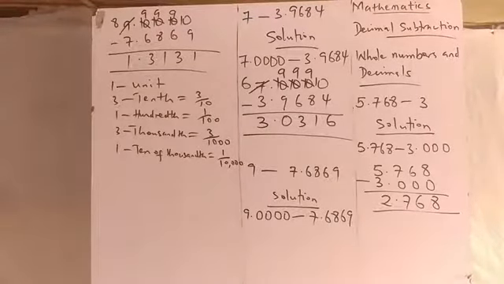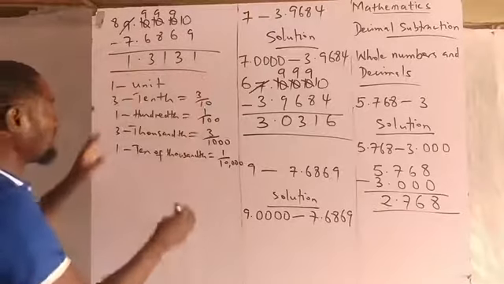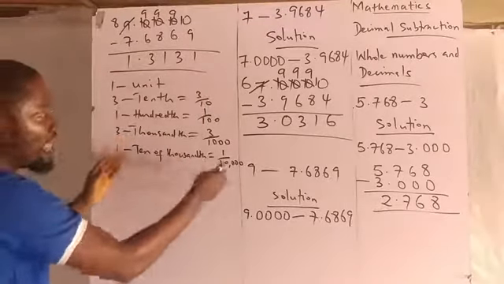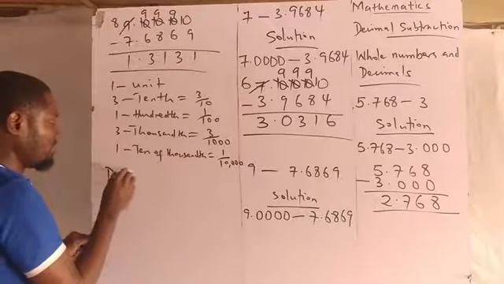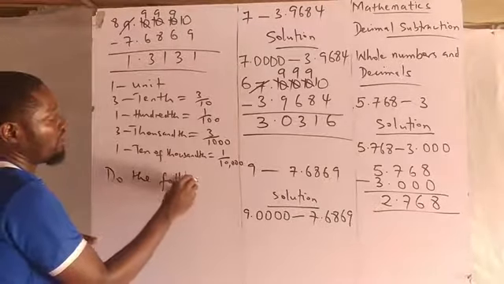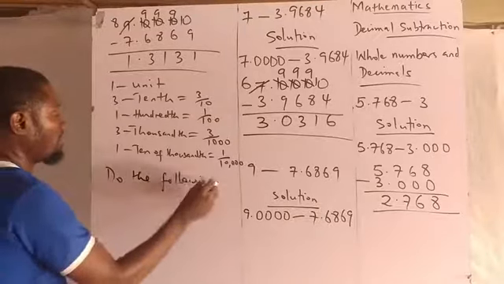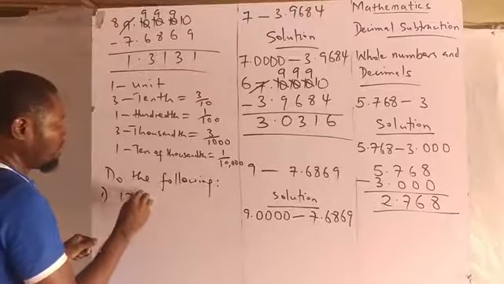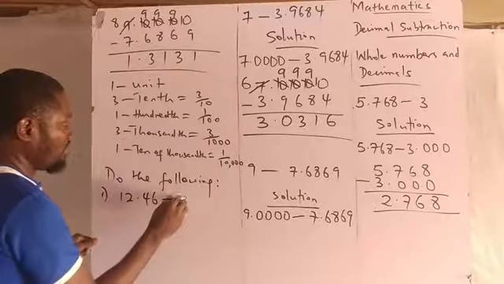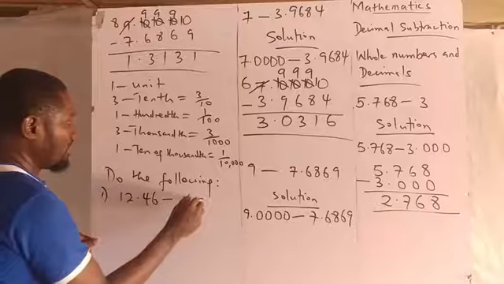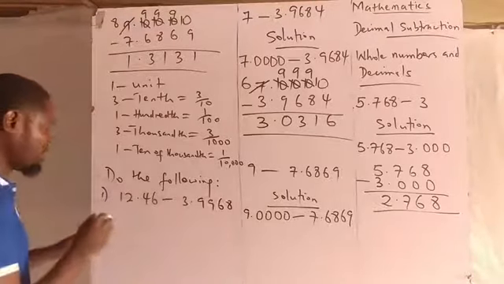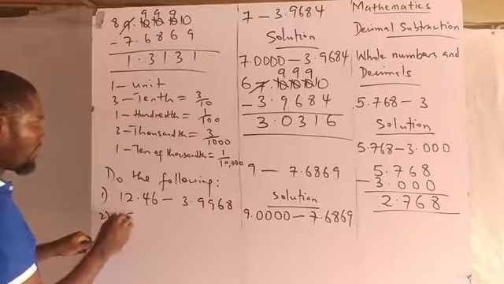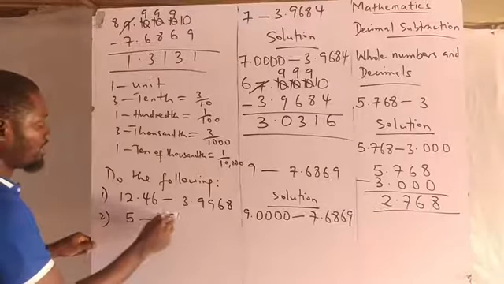So I'll quickly give you what to do. Solve, get your right answers, but put them in this form. Do the following. Number one, you have 12.46 take away 3.9968. Number two, you have 5 take away 1.968.